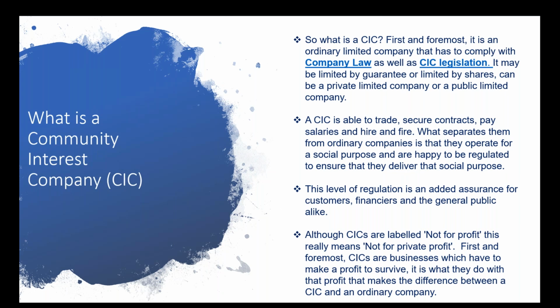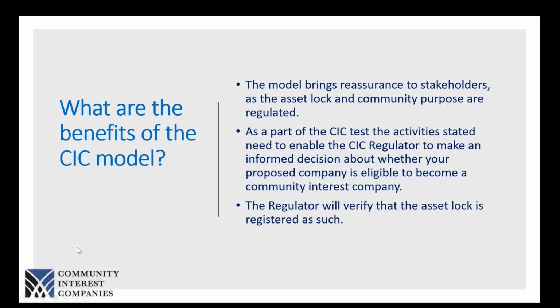A CIC is able to trade, secure contracts, pay salaries and hire and fire like an ordinary company. What separates them from an ordinary company is that they operate for a social purpose and are happy to be regulated to ensure that they deliver that social purpose. This level of regulation is an added assurance for customers, financiers, and the general public alike. Although CICs are labelled not for profit, this really means not for private profit. First and foremost, CICs are businesses which have to make a profit to survive. It is what they do with that profit that makes the difference between a CIC and an ordinary company. So take time to consider which of these models best fits your needs.